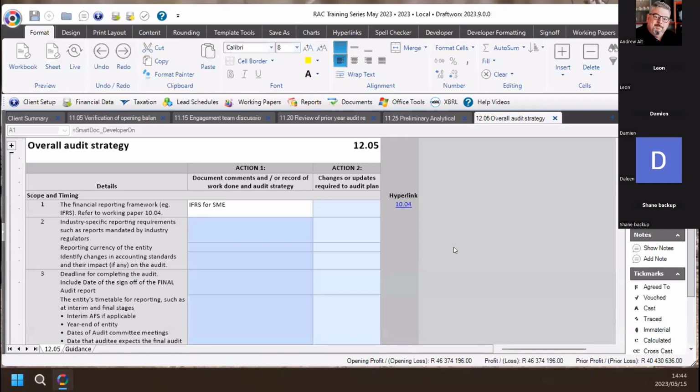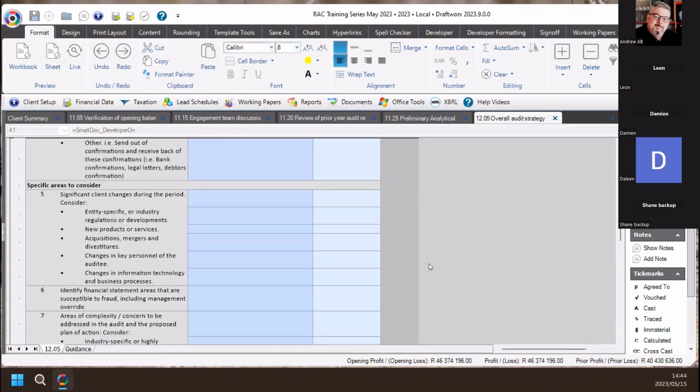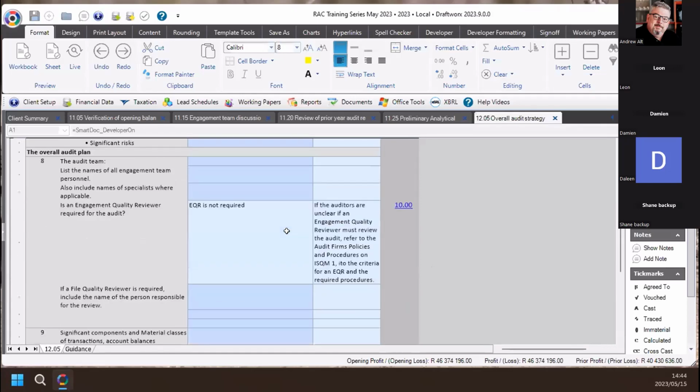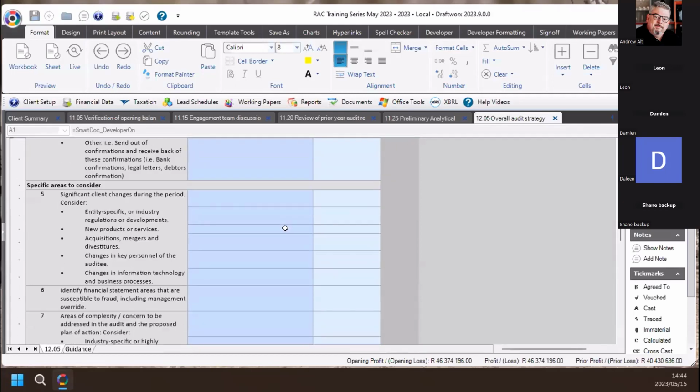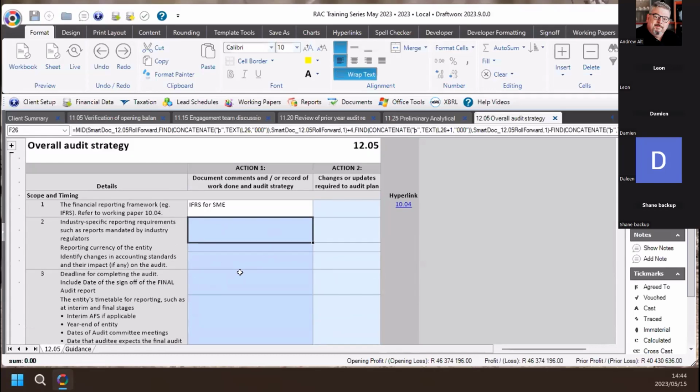Okay, 1205 is our overall audit strategy document. And once again, this is largely going to depend on your professional judgment when we start looking at the amount of detail inserted. I do once again want to point out the existence of these darker blue cells. So we do roll forward this information for you year after year. Obviously, you need to go and update that information if something has changed over the course of the preceding year.